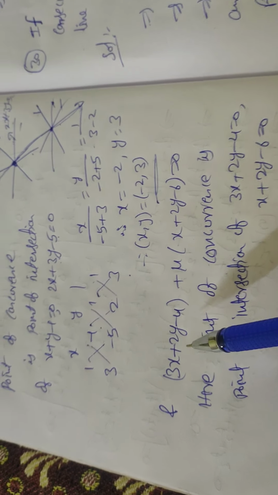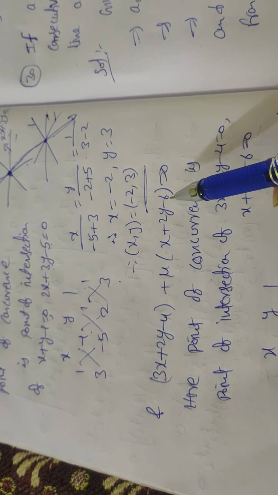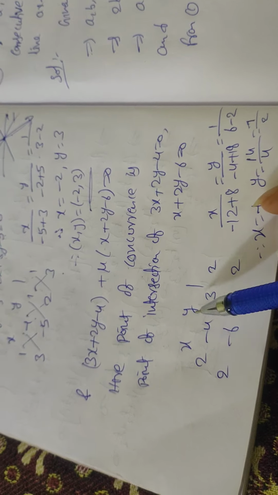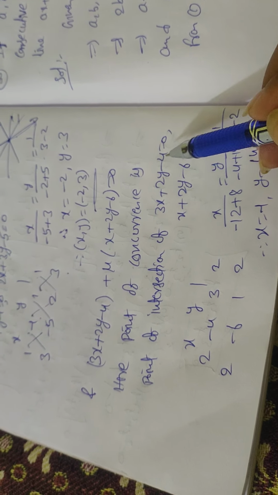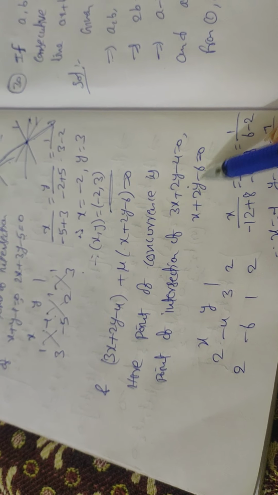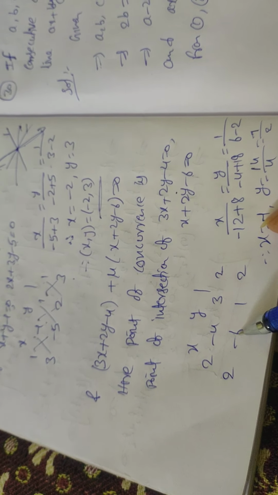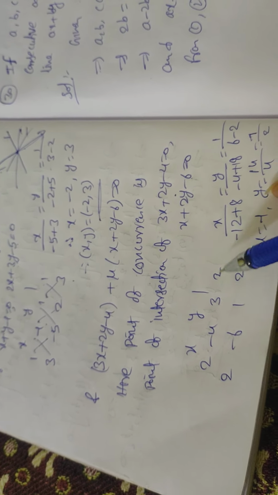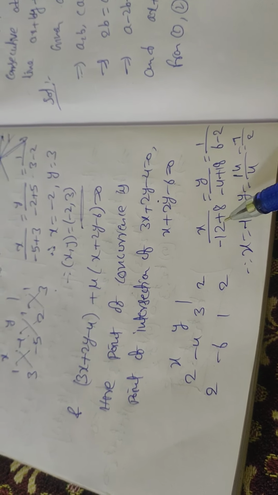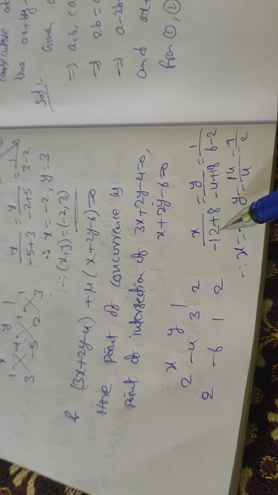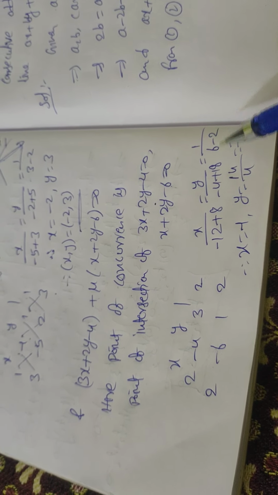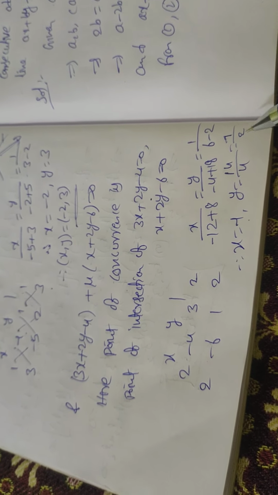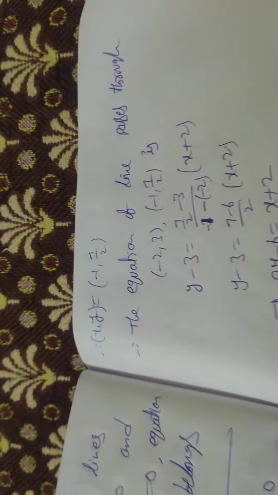Second family of lines, 3x + 2y - 4 + μ(x + 2y - 6). Solve this one and you get the second point of concurrence. By cross multiplication, x/(-12+8) = y/(-4+18) = 1/(6-2). So x = -4/4, that gives -1, and y = 14/4 = 7/2. So (x, y) = (-1, 7/2).